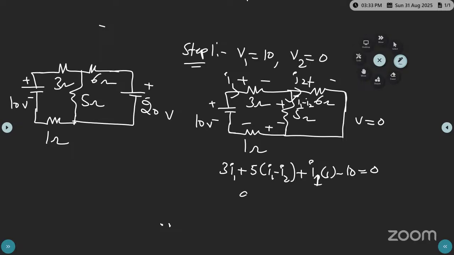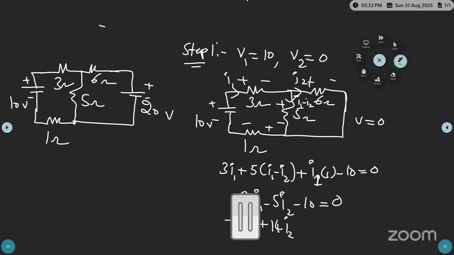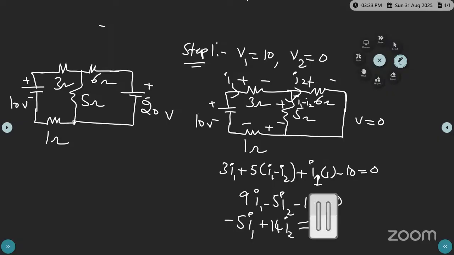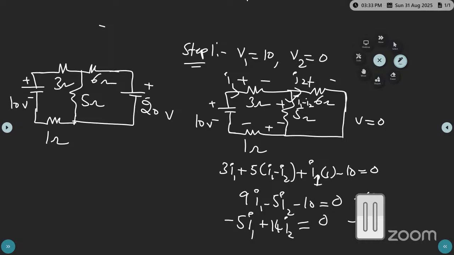That will become 9I1 minus 5I2 minus 10 is equal to 0. The same way, what is the second equation? The second equation is 14I2 minus 5I1 is equal to 0. So this is equation 1, this is equation 2. Solve these two equations.